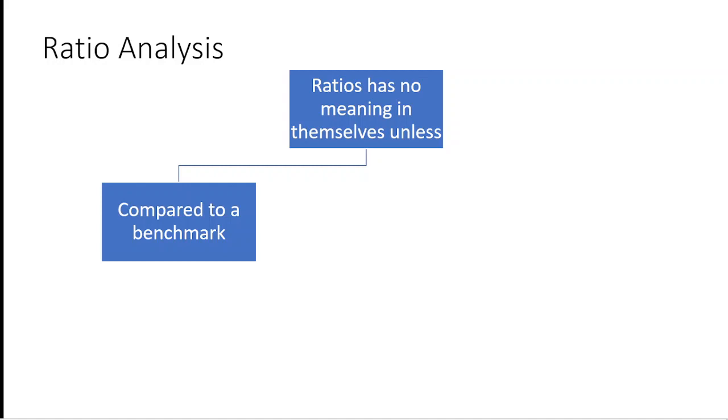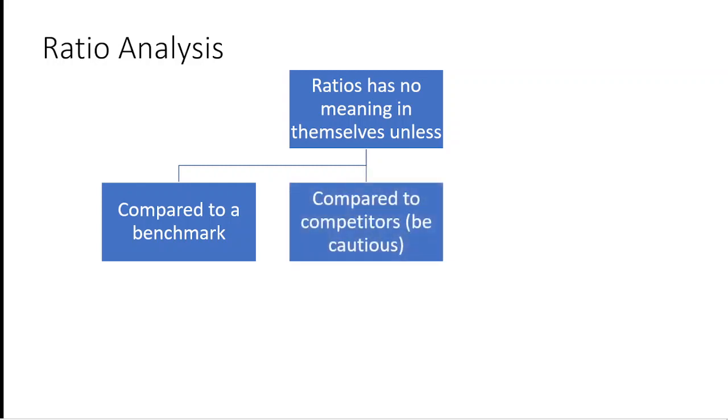There may be another benchmark of the target. There may be a benchmark of budget. There may be a benchmark of the competitors. There may be a benchmark of industry average. So it has to be compared against some benchmark in order to make sense. It can be compared against the competitors, but we need to be cautious about how the accounting and the business model are different from the competitors.